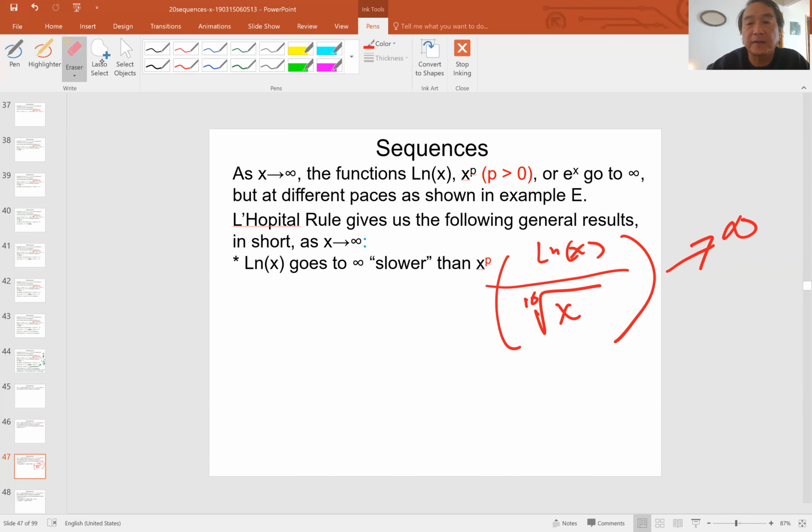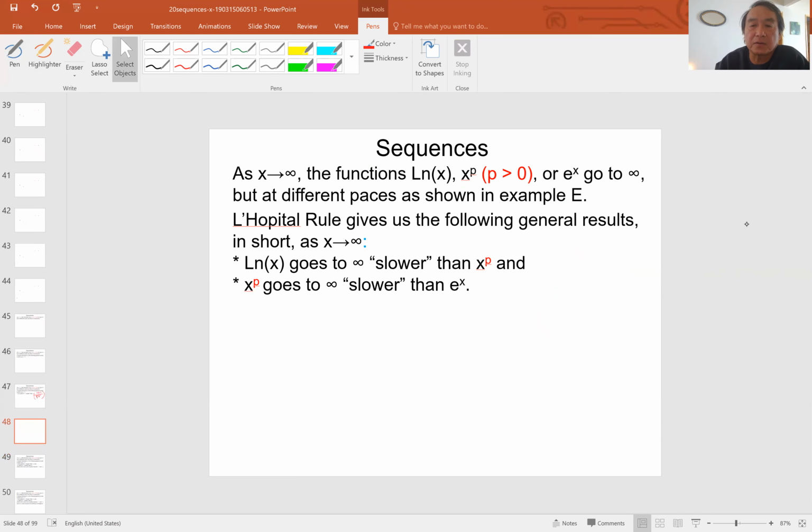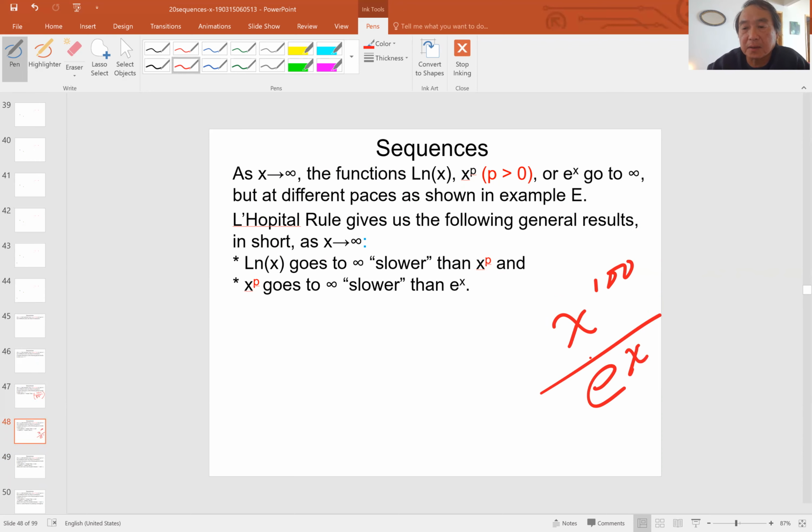In particular, if I look at it as a sequence, it goes to 0. 0, 0, 0. It could get a lot slower, okay? Then compare the power function to the exponential function. Power functions are slower. Okay, so x to the 100 power over e to the x, or n, if you like, n to the 100 power over e to the n, this goes to 0.